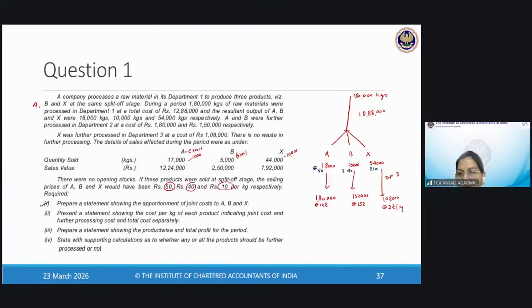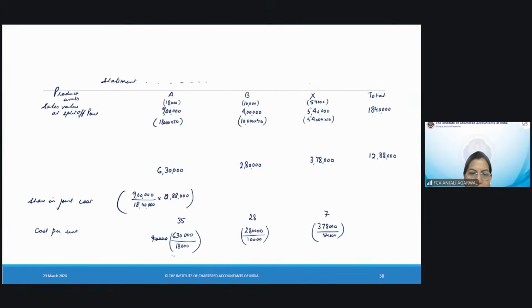So you see, we have already done the further processing 10, 15, and 2. And if we add plus 10, plus 15, plus 2, the further processing cost, you will get the statement of total cost per unit. So for product A, it is 45. For product B, it is 28 plus 15, 43. And for product X, it is 7 plus 2, 9. This will become your second statement.